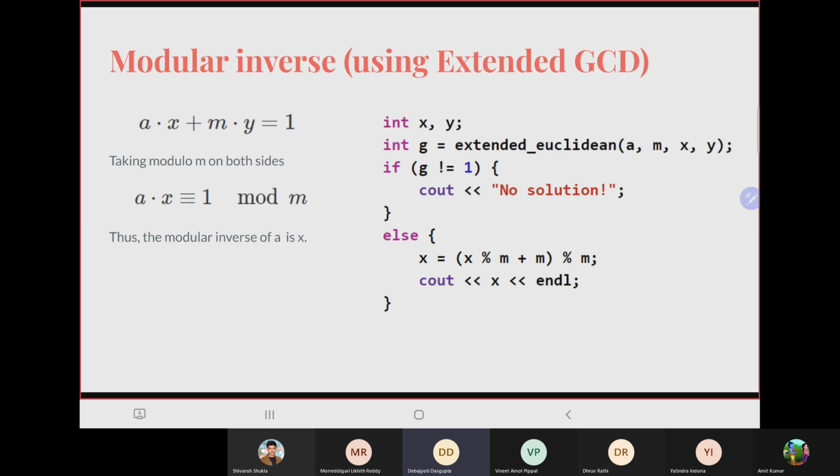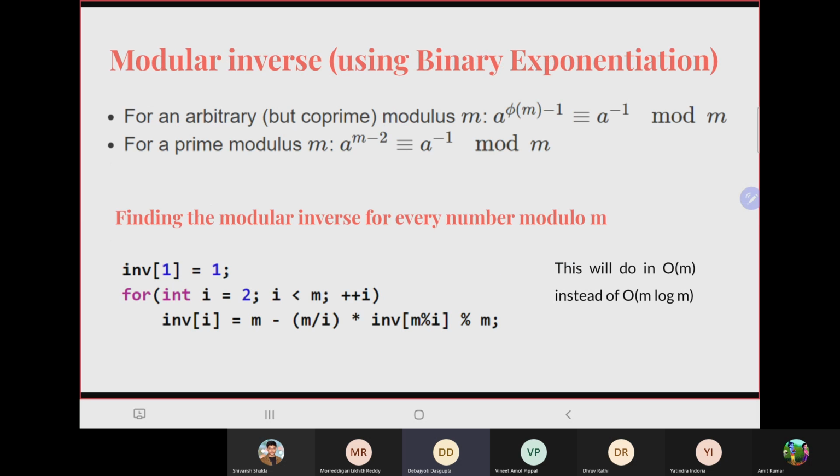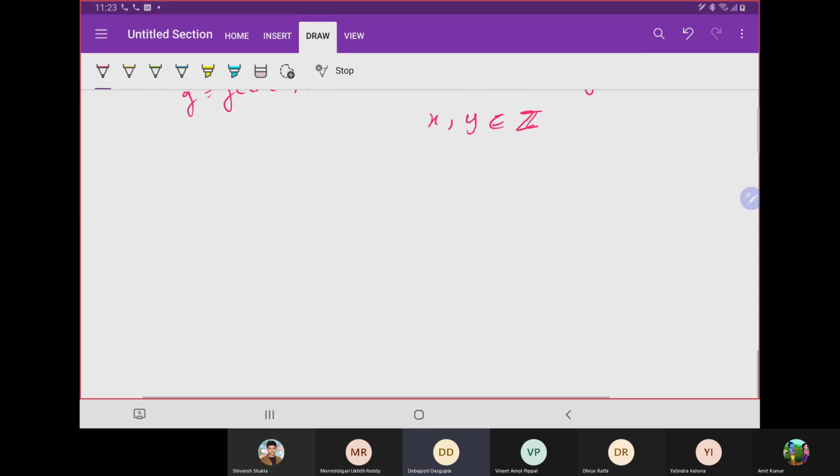So this is one way of finding the modular inverse, and the most widely used method, because most of the time you will be finding the modular inverse when m is prime. So once m is prime, we can make use of Fermat's little theorem. What did Fermat's little theorem state? That a power p is congruent to a mod p, if p is prime.